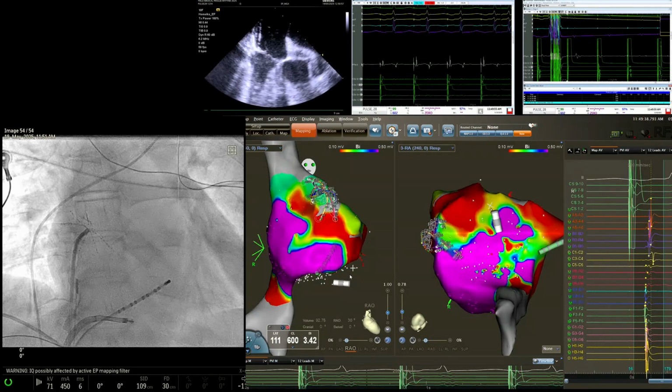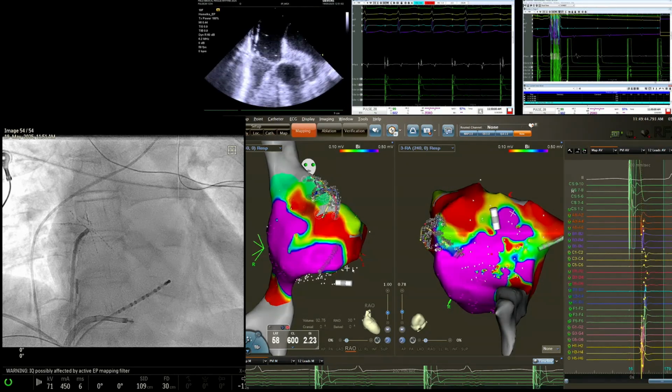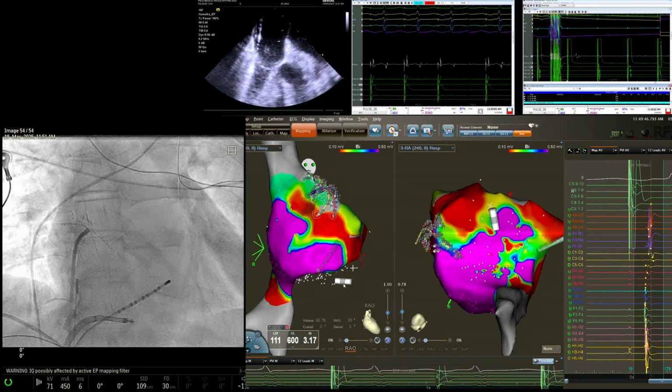And then we'll start ablating. How many seconds are we at? We're at 42 seconds. Once we get to 60 seconds, then we'll do this. Where's my nitro sheet? This is the rest of my nitro? Okay.